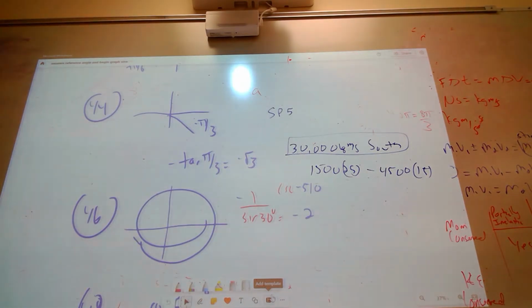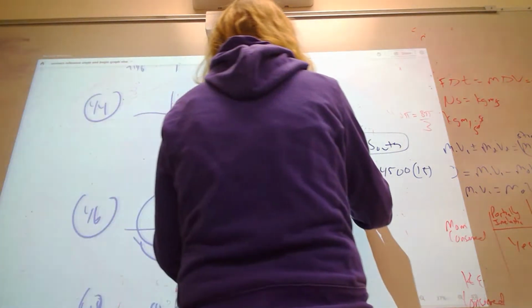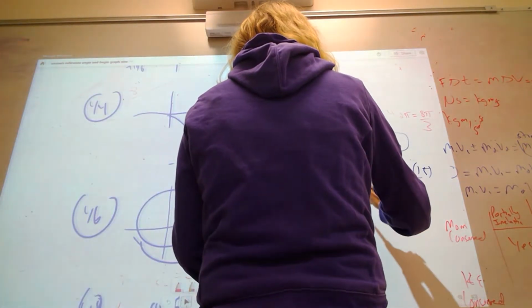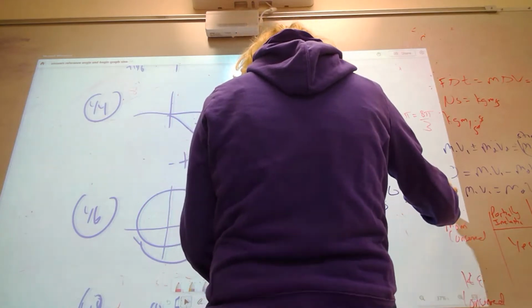B, Jaden, do you have it? I get 5 meters per second. Okay, good. So then we divide by the sum of the masses. What is the velocity just after the collision? So we take 30,000 and divide by the total sum of the masses, which is 6,000. So we get 5 meters per second.